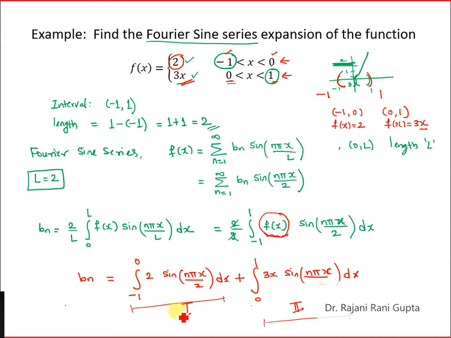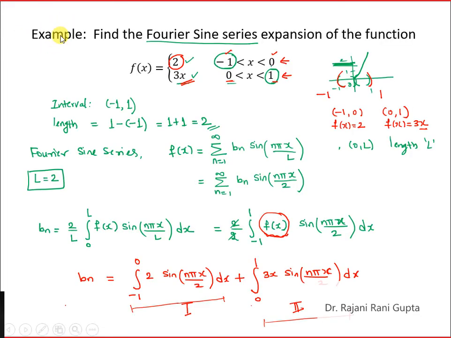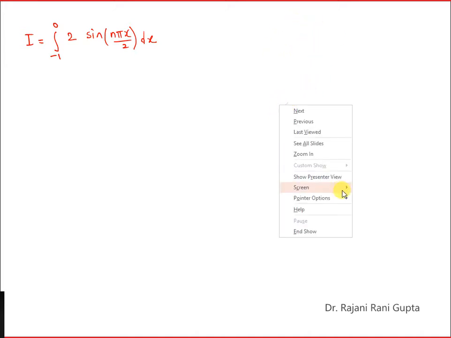Now let's solve it. Let this be part 1. So we say part 1 is the integral from minus 1 to 0 of 2 sine of n pi x over 2 dx. Now we have to integrate this. Here the only function to integrate is sine nx, and the rule that we are going to use is the integration of sine nx.